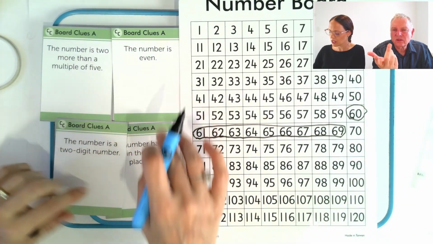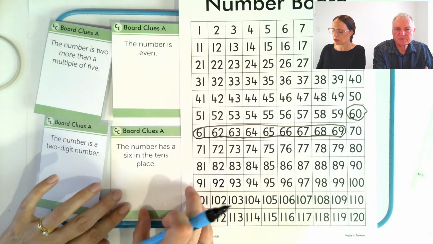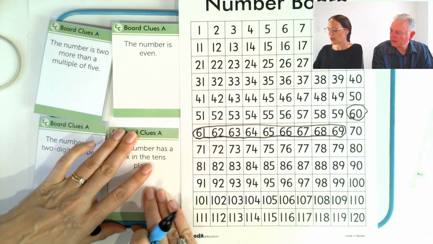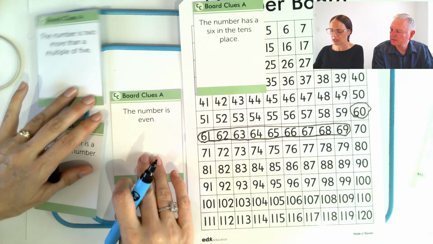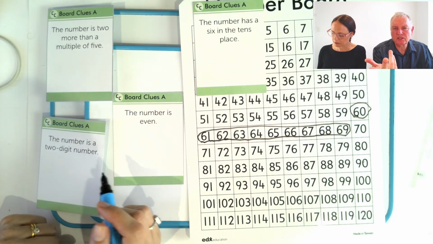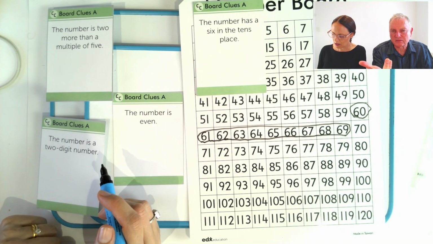Oh, hold on. So we've just done this one, the number in the tens place, just so I can keep track. Can I just pop that one over here? Okay. All right, so now we've got these ones. The number is a 2-digit number is actually a redundant clue now, isn't it?